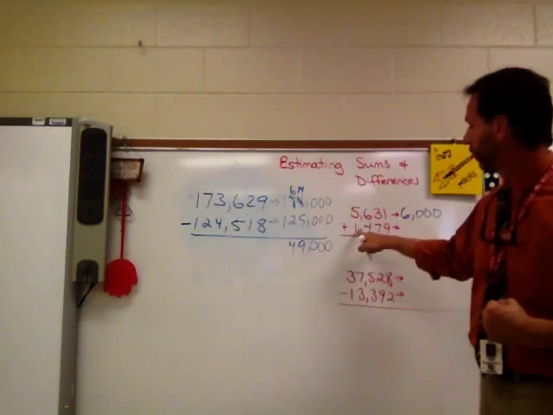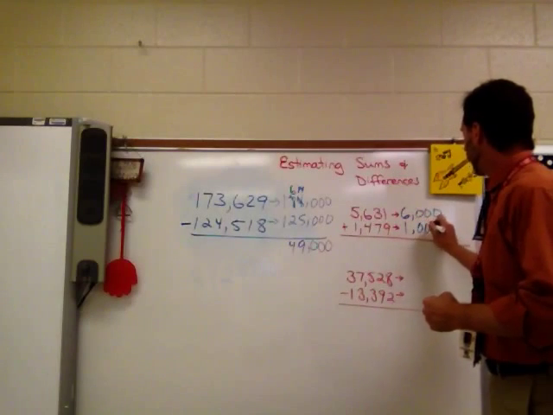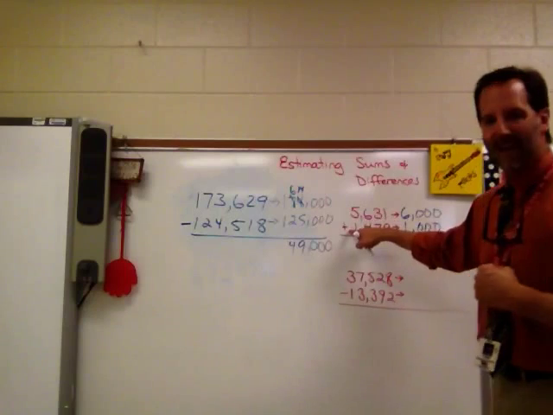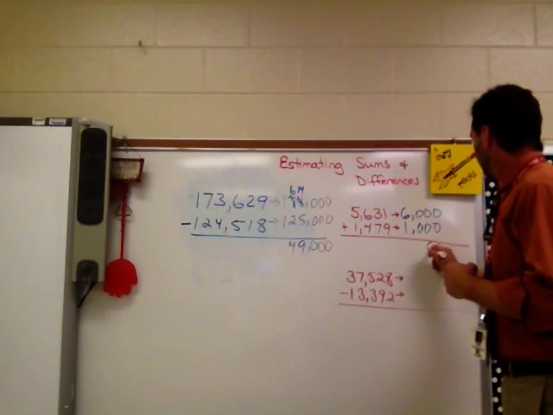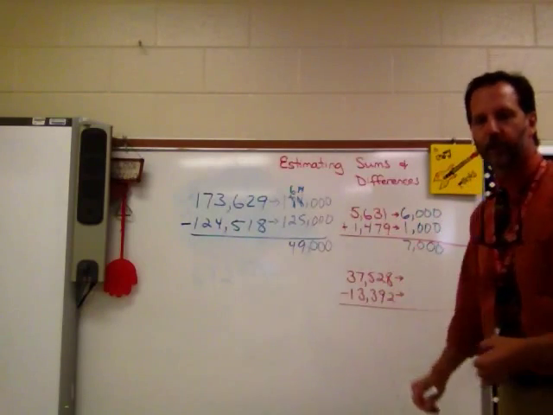It was going to be a 1 or a 2, and with a 4, it was going to be a 1. So it was 1,000. Did you pay attention to your symbol? Did you know what to do? Right, we want to add here. So we're going to get 6 plus 1, 7,000. That would be our estimate for that.